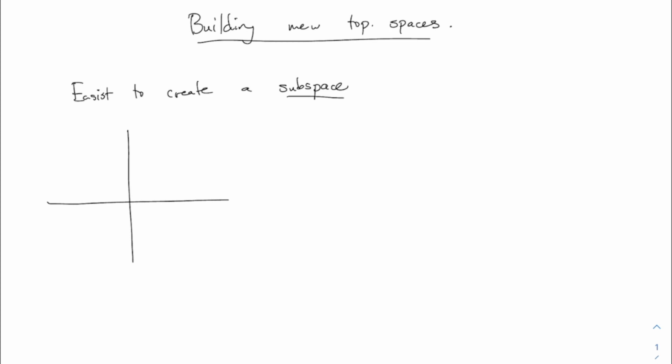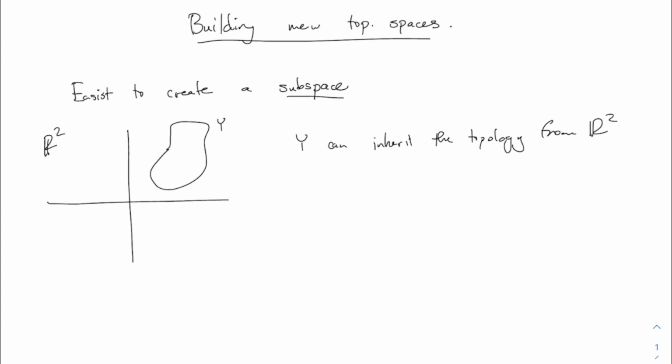The situation you should imagine is, you know, we have R2, that's like the big space, and if you have a set inside of R2, I'll draw some kind of blobby thing here. I'll call that Y. Y can sort of inherit the topology from R2 to become its own space.